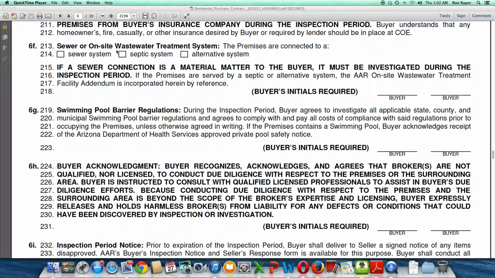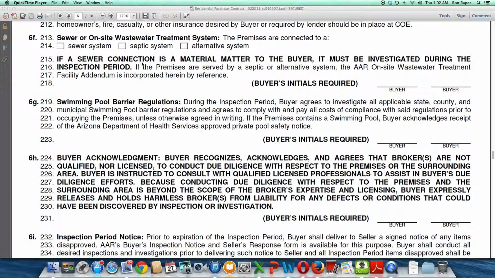Sewer or on-site wastewater treatment system. The premises are connected to a sewer system, septic system, alternative system. Check the box that applies. If a sewer connection is a material matter to the buyer, it must be investigated during the inspection period. If the premises are served by a septic or alternative system, the AAR on-site wastewater treatment facility addendum is incorporated herein by reference. Buyer's initials required. Buyer.